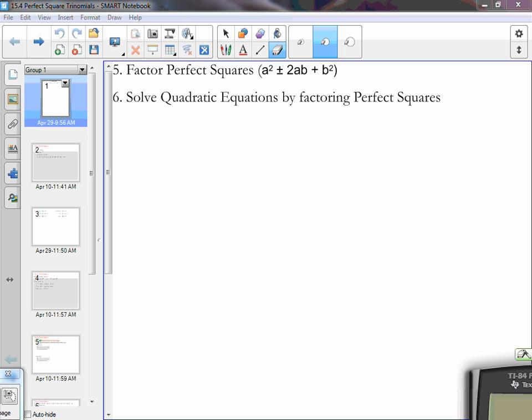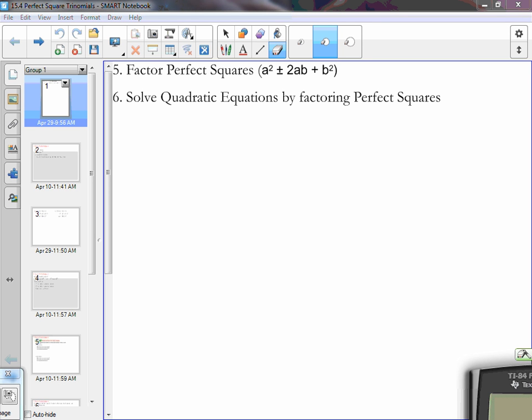Now, a perfect square trinomial will be in the form of a squared plus 2ab plus b squared, or a squared minus 2ab plus b squared. Believe it or not, a and b are not variables. And as we get good at factoring, we're also going to solve equations by factoring perfect squares.